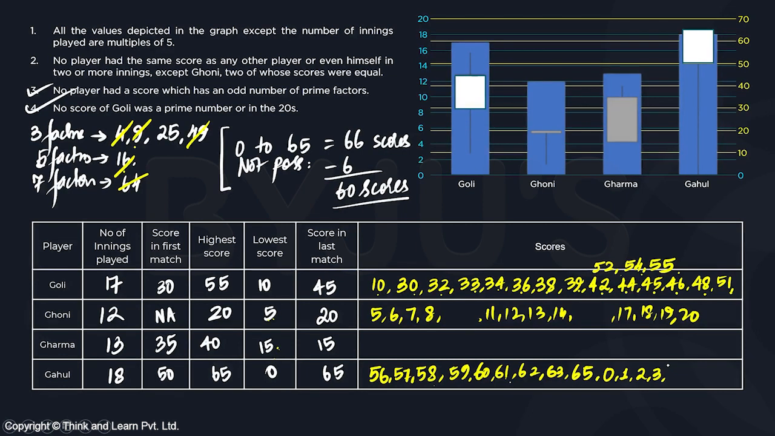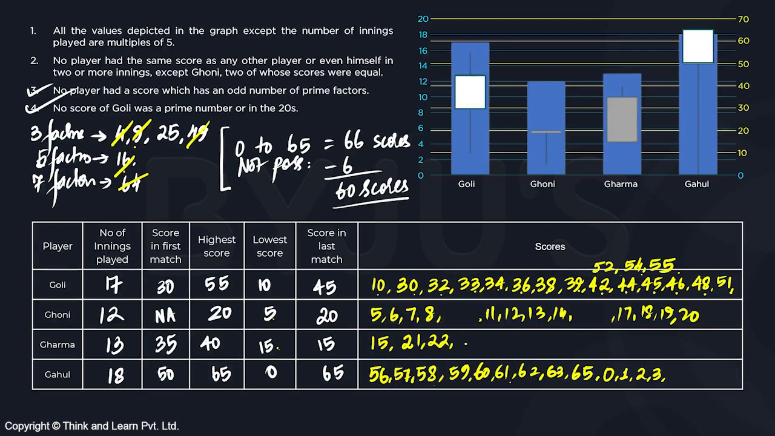Okay, let's look at Garma's scores now. Garma's minimum we require is 15. So 15 we will start with. 15 has not been used anywhere. Can we take 16? No. We can take 17? No, we can't take 17, 18, 19, 20. We can start with 21 now.